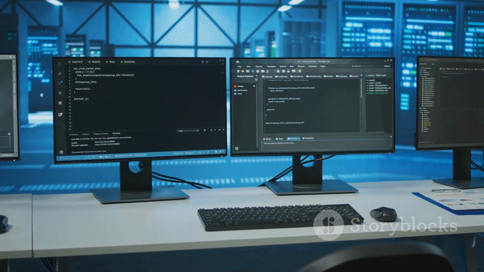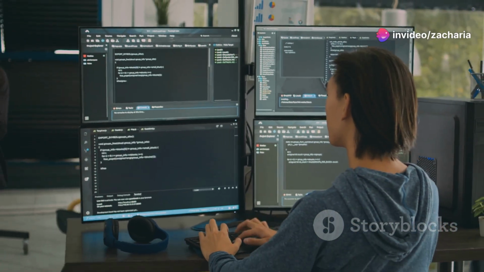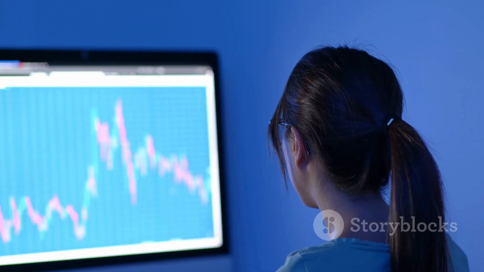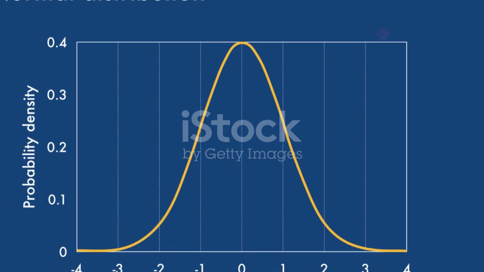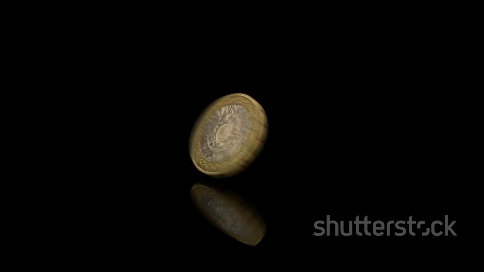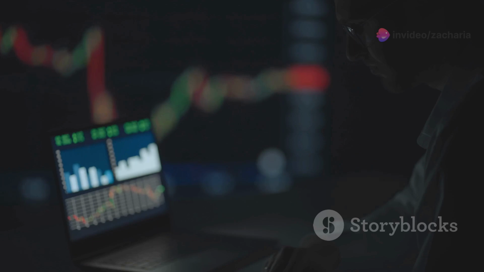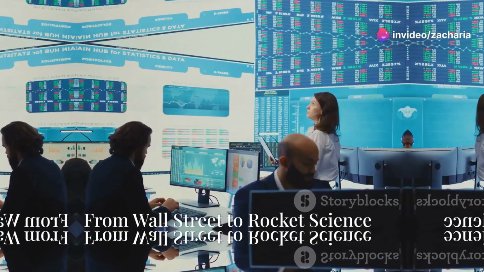Repetition is crucial in Monte Carlo simulations. We run the simulation thousands of times, each time with a different set of random inputs. This allows us to explore a wide range of possible outcomes and their likelihood. Probability distributions define the likelihood of different inputs occurring. For example, if we're simulating coin tosses, the probability distribution would assign a 50% chance to heads and a 50% chance to tails. By combining these three elements, Monte Carlo simulations create a powerful framework for understanding and navigating uncertainty.